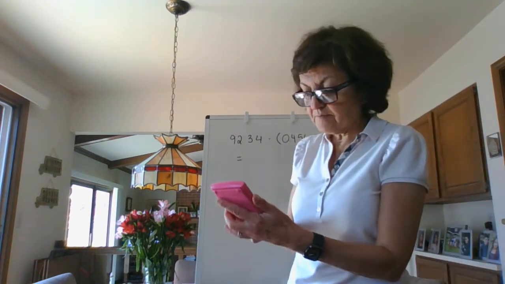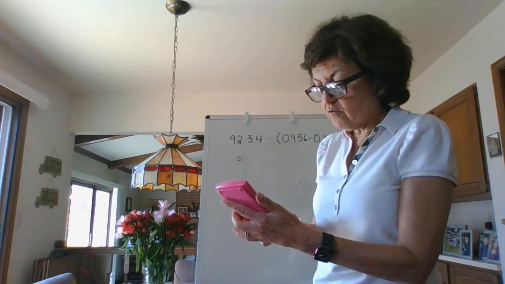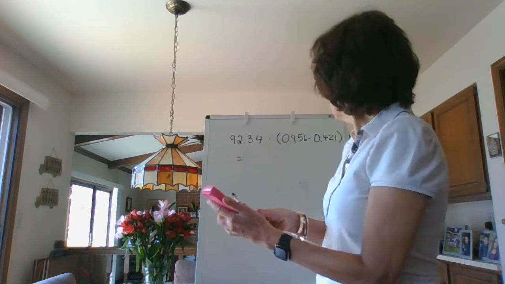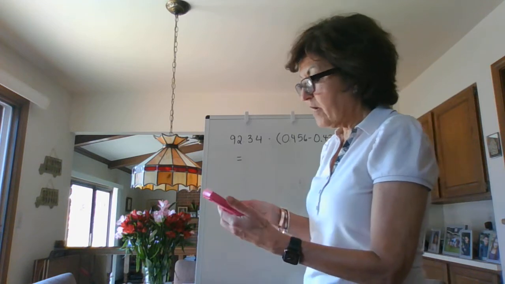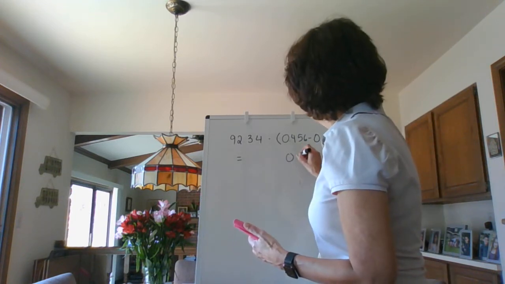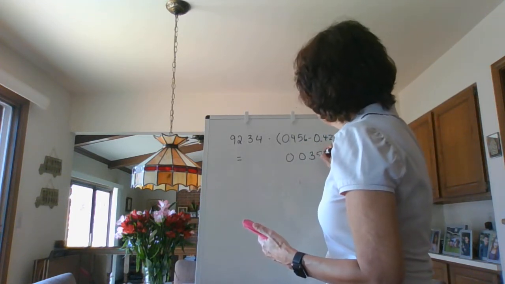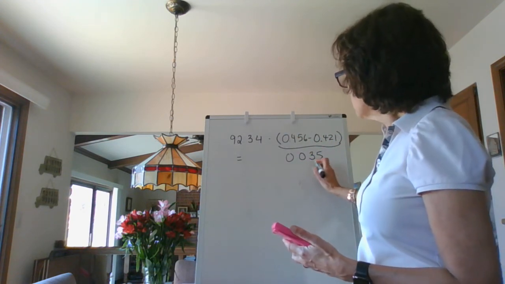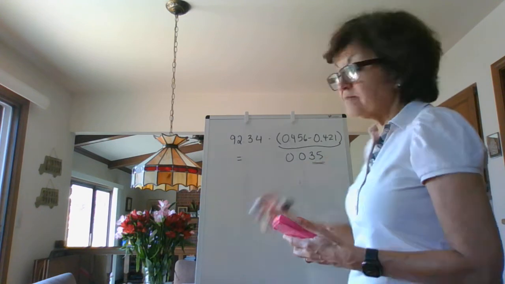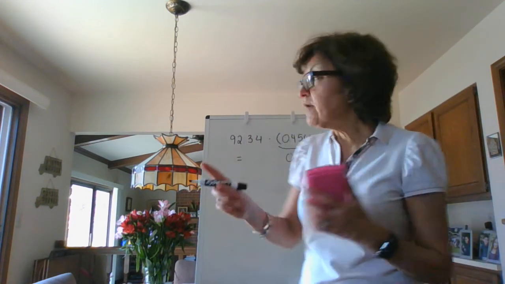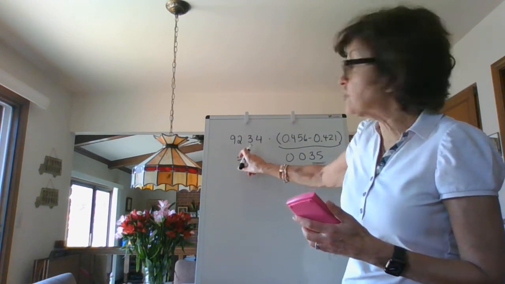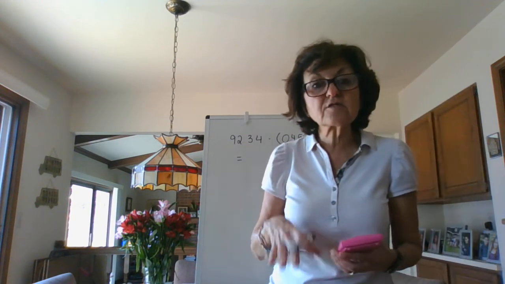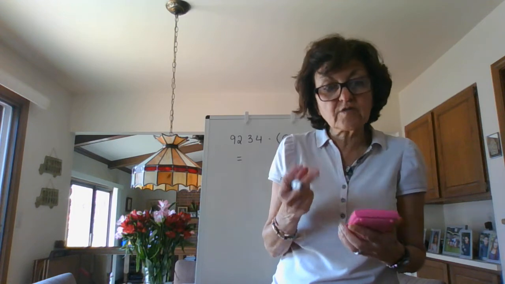0.456 minus 0.421 and you get 0.035. So you do this first. This is 2 sig figs, all right? When we do the multiplication, this is 4 sig figs and this is 2 sig figs. Your final answer is going to have to be rounded to 2 sig figs.